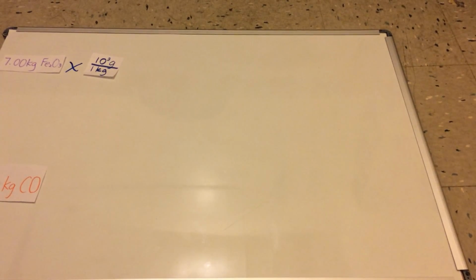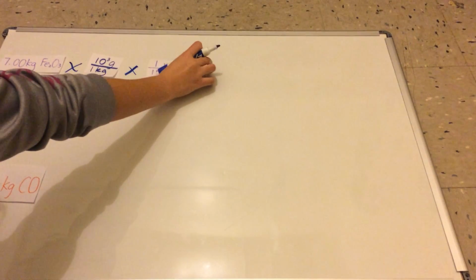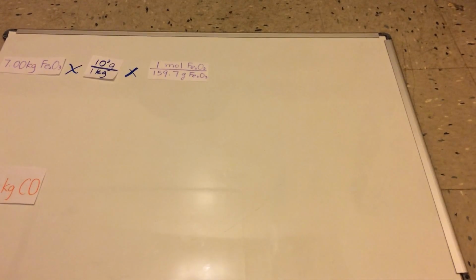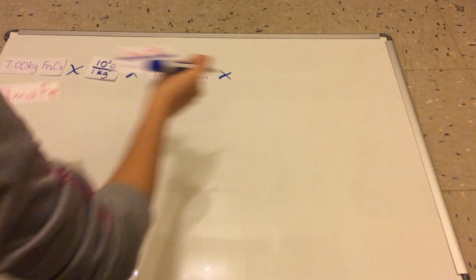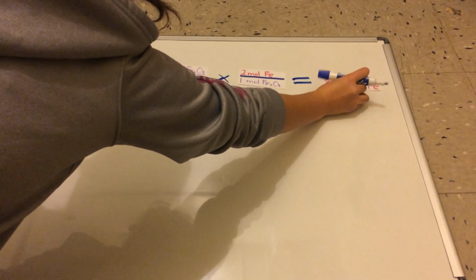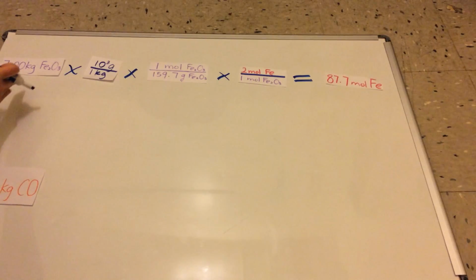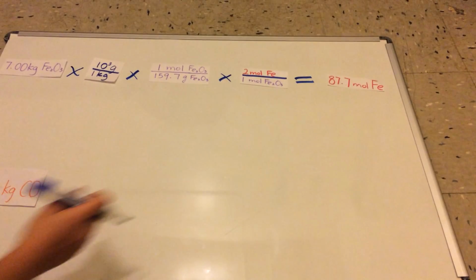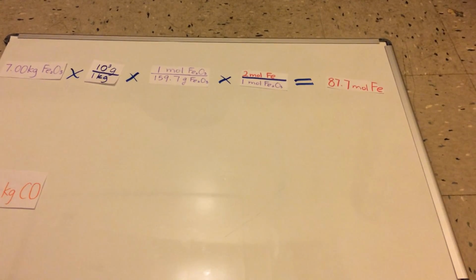Next, to change from mass to moles, we divide by iron(III) oxide's molar mass, which is 159.7 grams per mole. Then, we use the molar ratio of iron and iron(III) oxide to get 87.7 moles of iron. Notice here that we had 3 significant figures in 7.00 kilograms at the beginning, so we should round our result to 3 significant figures. We'll use the same process with carbon monoxide.